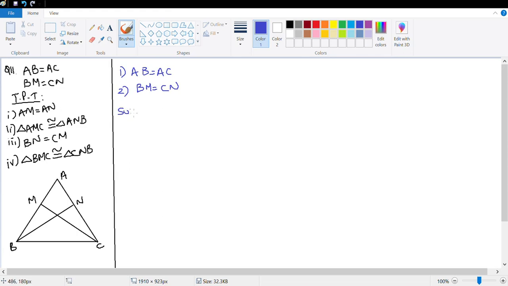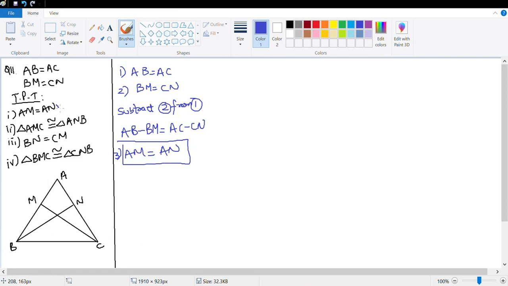Because they are part of the same side, subtract 2 from 1 and I get AB minus BM is equal to AC minus CN. AB minus BM gives me AM and AC minus CN gives me AN. That's my number 3, and this is the first part that they wanted me to prove. AM is equal to AN. This is hence proved. That's my first part.